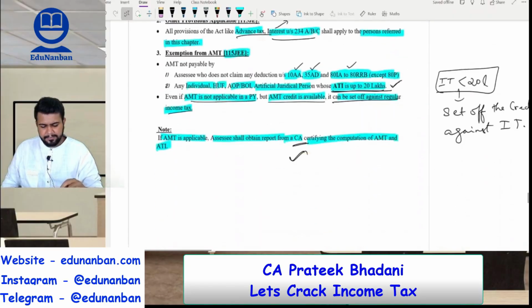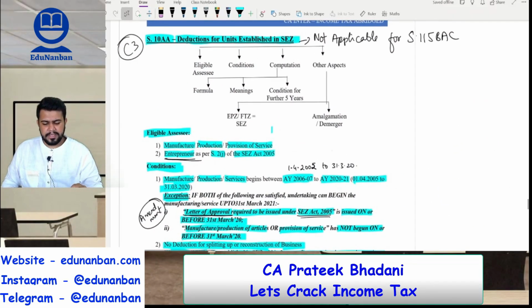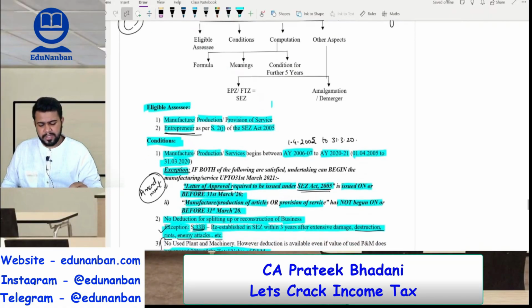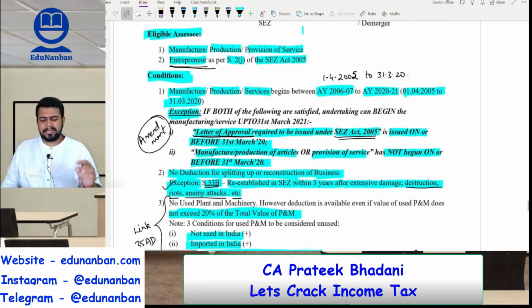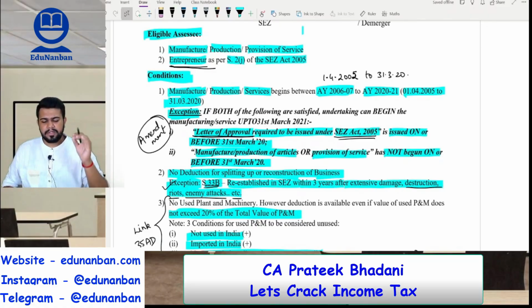Section 10AA, deduction for special economic zone. The section 10AA deduction for special economic zone is also not available for section 115BAC, that is the assessee who is choosing the new tax regime. Okay, firstly, who is eligible for SEZ deduction? Firstly, a person should be manufacturing or producing or providing services. Okay, and the assessee should be defined as an entrepreneur as per section 2(j) of the Special Economic Zone Act of 2005. Only then the assessee is eligible.